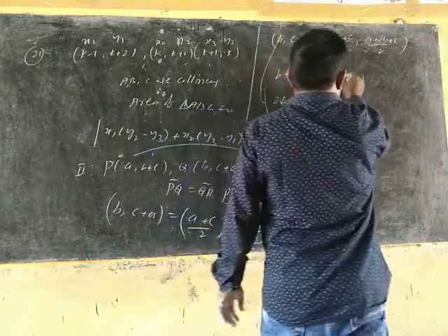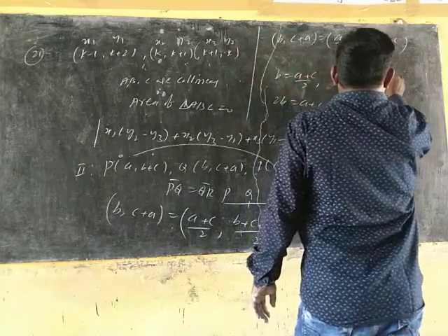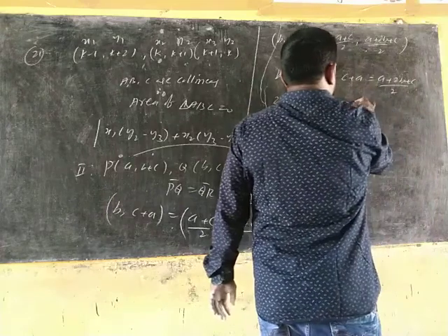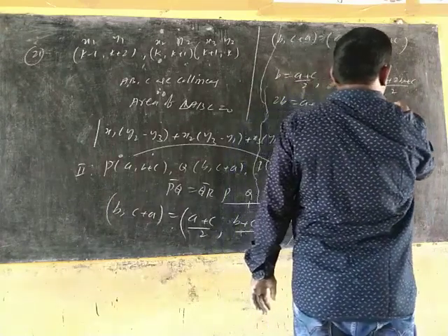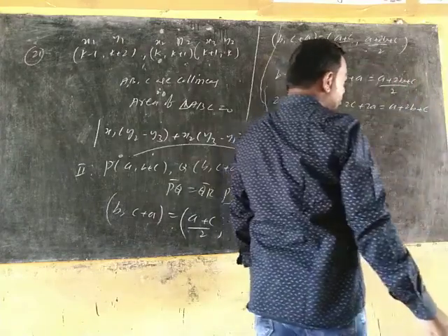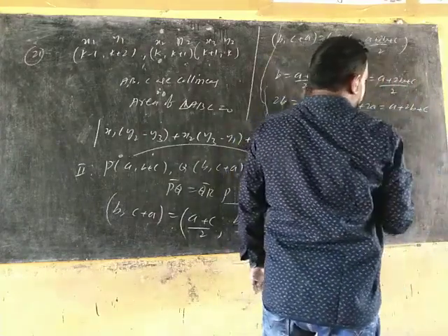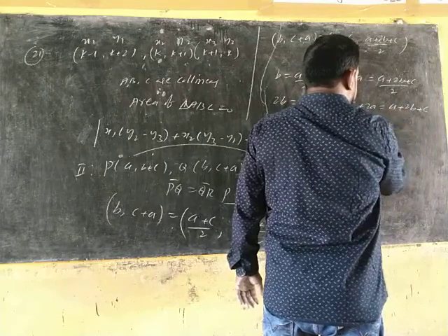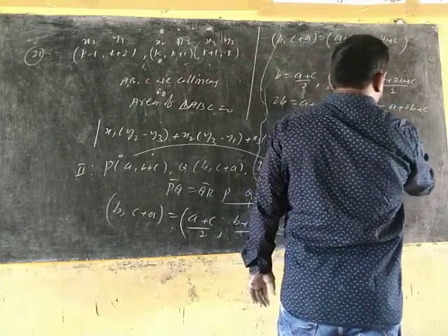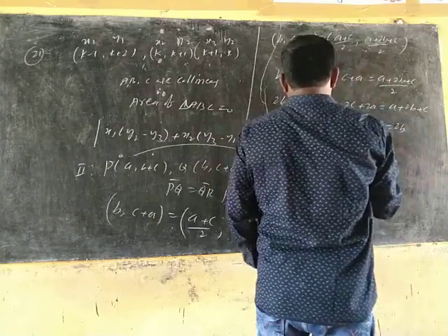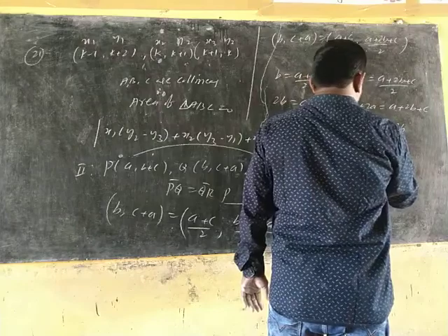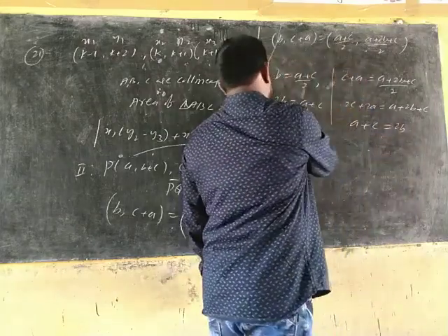Here c plus a equals (a+2b+c)/2. By cross multiplication, 2c + 2a equals a + 2b + c. Now taking these terms to the left side, 2a minus a is a, 2c minus c is c, equals 2b. So 2b equals a plus c. In both cases we are getting the same.